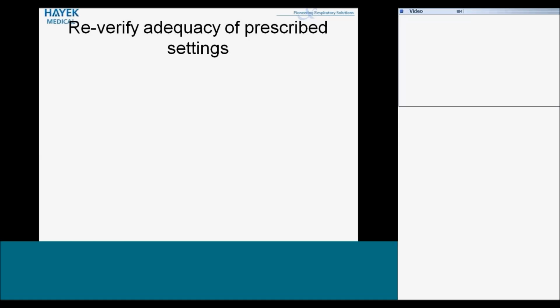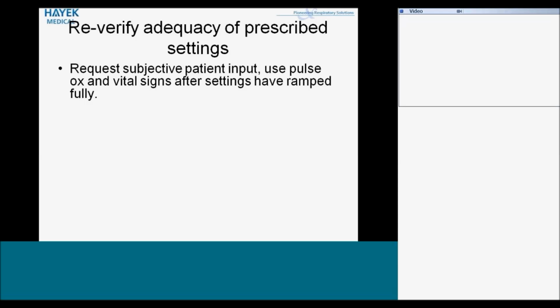Okay, once you get the patient established on BCV, you want to make sure that the settings that were chosen in the setting selection process are adequate for the patient. Request subjective patient input, using your pulse ox and vital signs after the settings have ramped fully, to make sure that the patient is comfortable and that the patient seems to be getting ventilated adequately and all the vital signs are falling within relatively normal range for the patient.